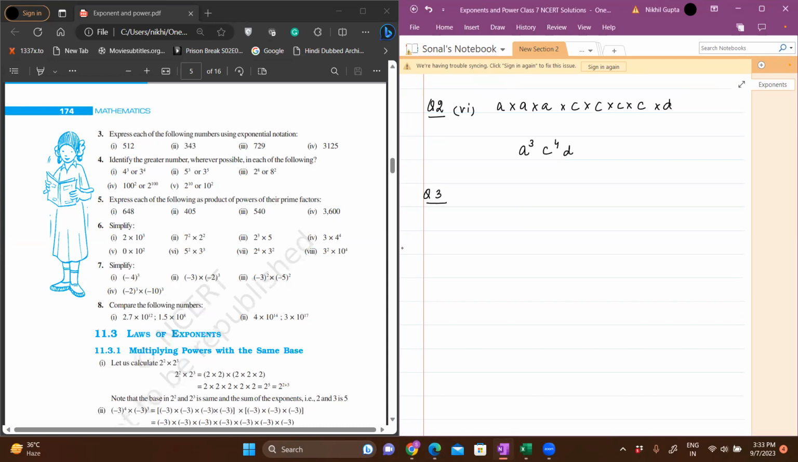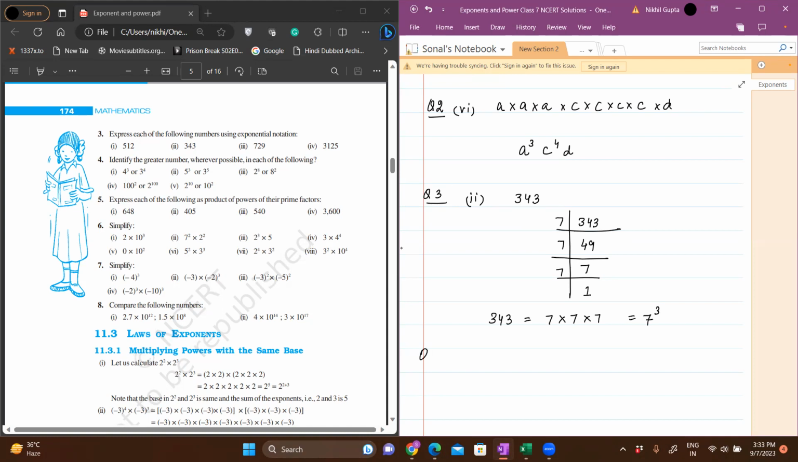Next we come to question number 3. Express each of the following numbers using exponential notation. How can we express these numbers in exponential notation? So I'm taking the second part, that is 343. Let's quickly find out the prime factorization of 343. So 343 comes in the table of 7, and 7 multiplied by 49 gives you 343. Now 7 into 7, and 7 ones are 7. So 343 is ultimately equal to 7 multiplied by 7 multiplied by 7, which is equal to 7 to the power 3.